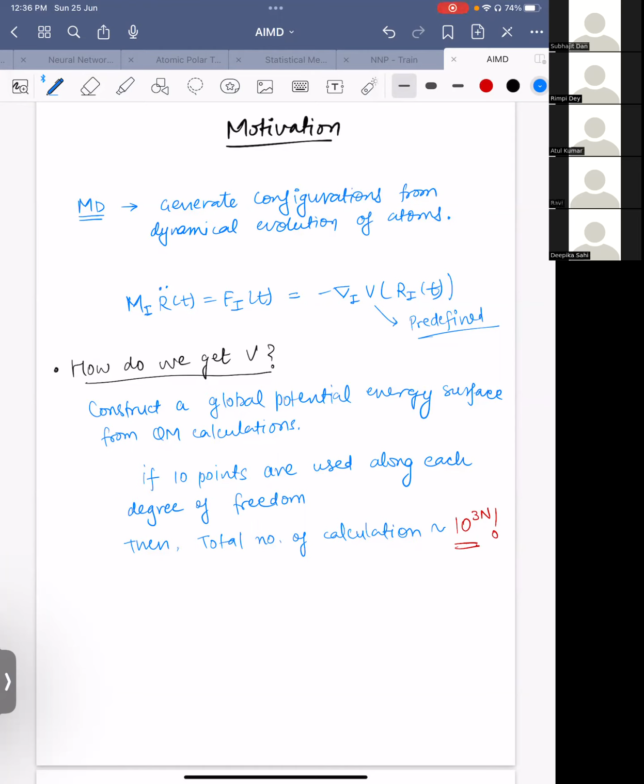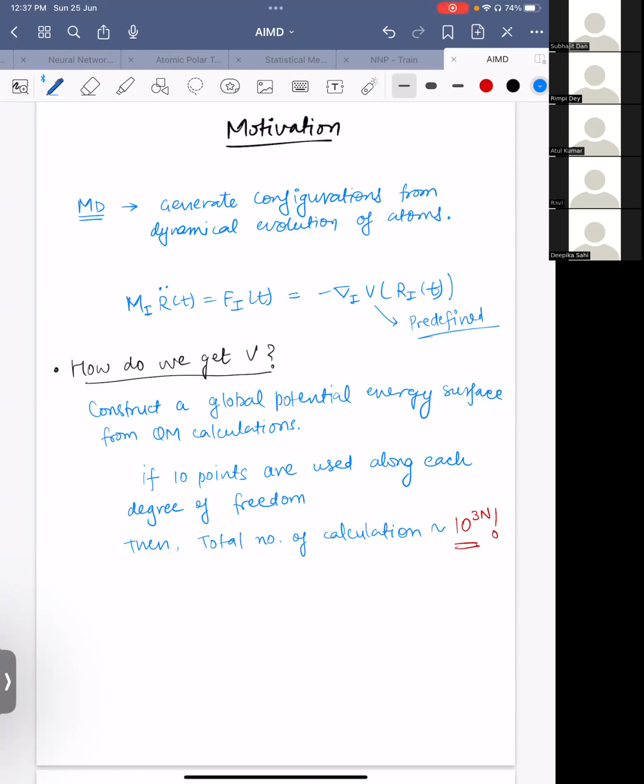In the molecular dynamics simulation, we integrate the equation of motion, and these equations of motion require the force acting on each atom at each time step. So the idea to calculate this force in molecular dynamics is that we can use a predefined potential energy surface, and then we can simulate our system on that surface. But constructing a potential energy surface is not an easy task.